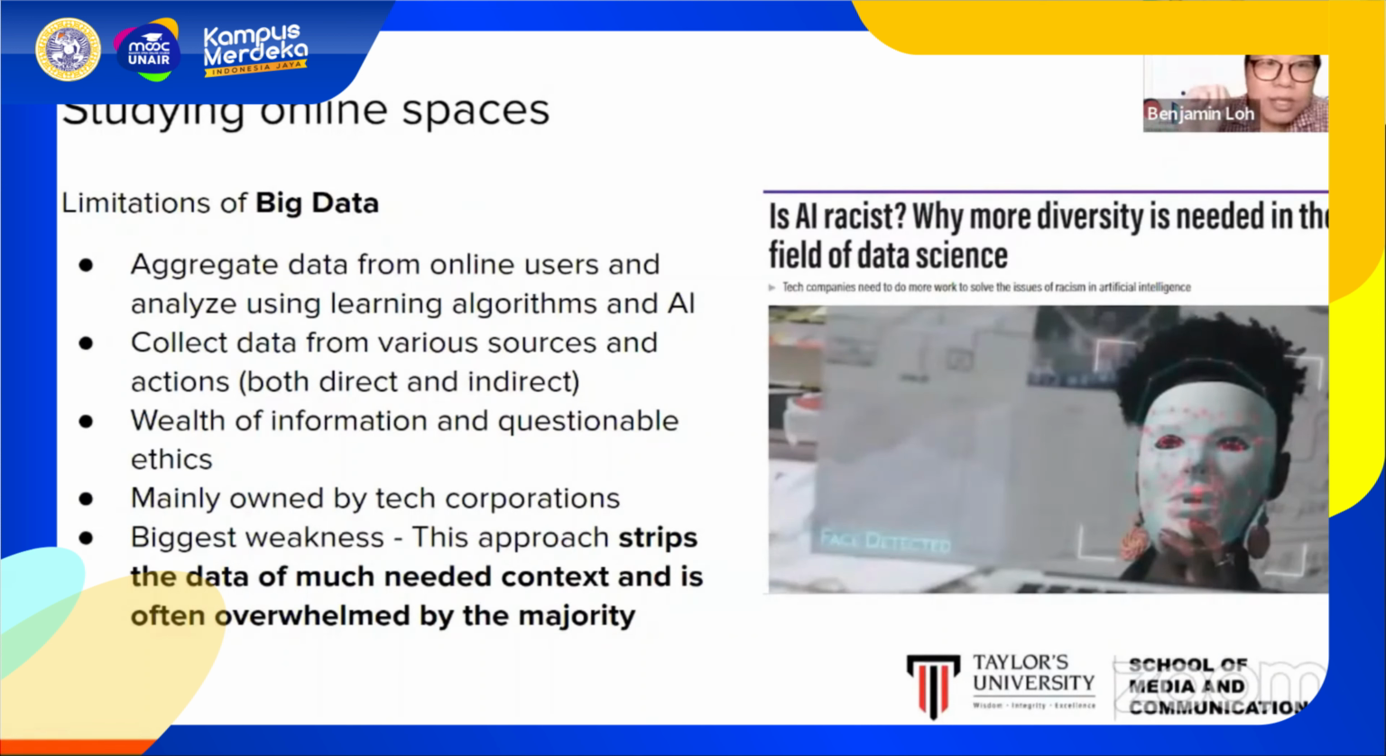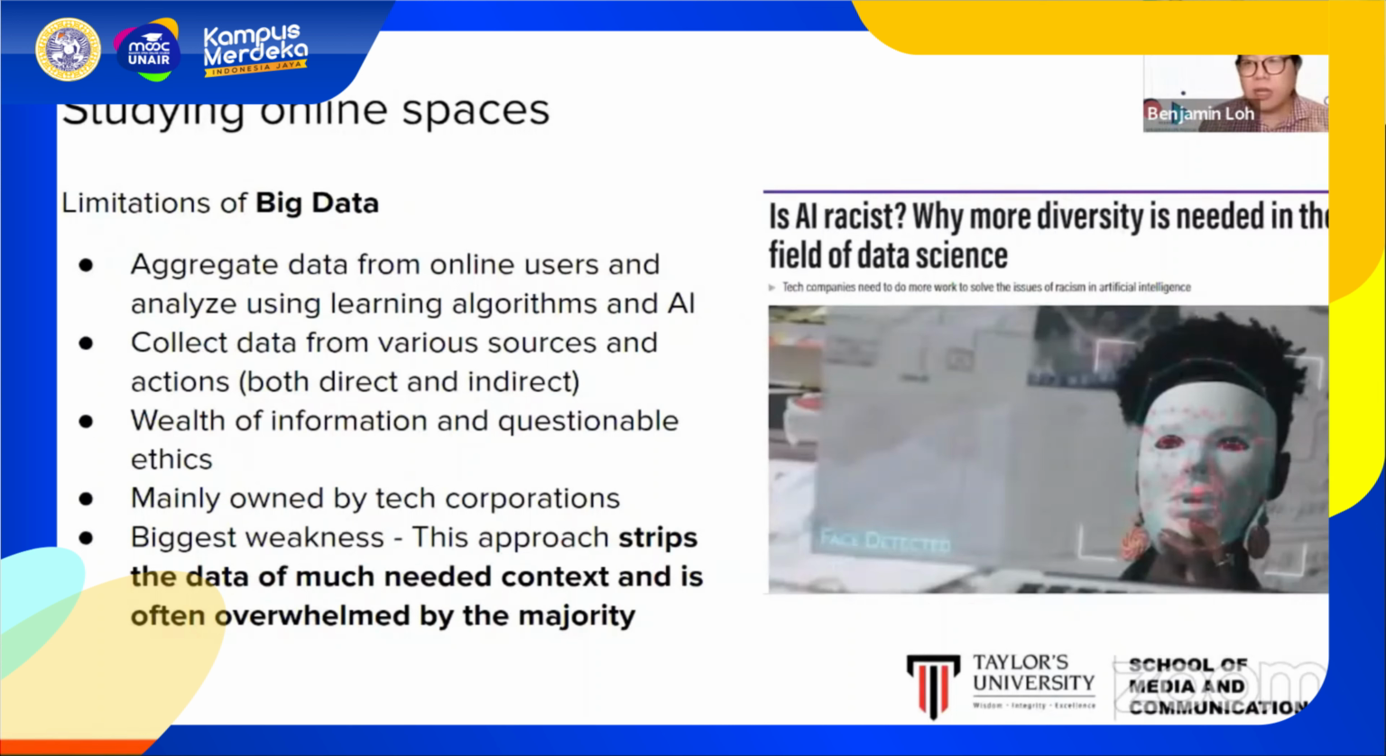But in terms of research, one of the biggest issues with big data analysis, and this has been shown time and time again in recent years, is that by analyzing data in a very, very aggregated sense like this, you strip away the much needed context to understand why the data says things in a certain way.